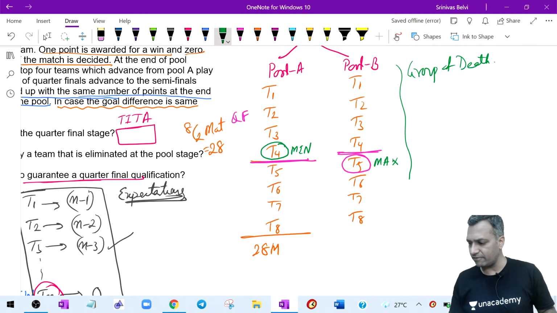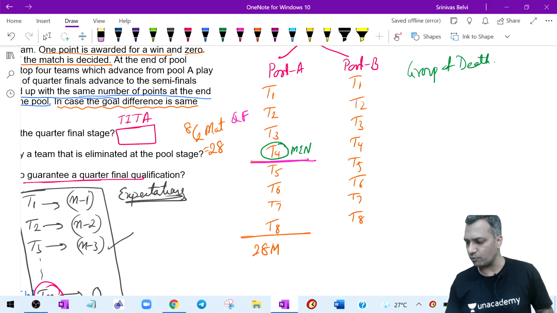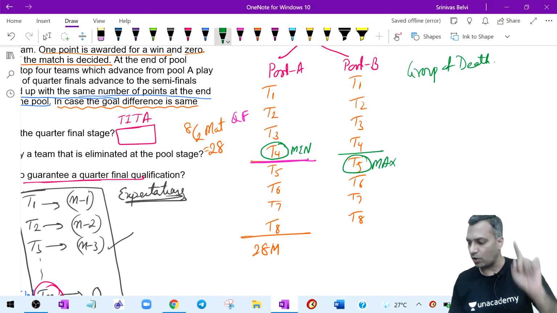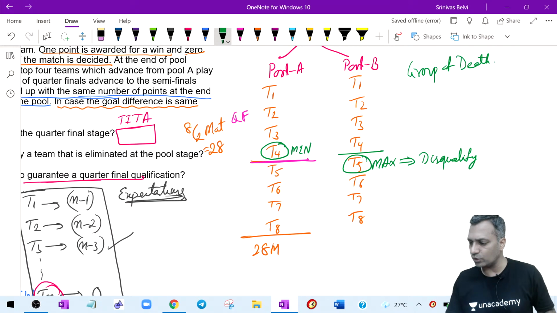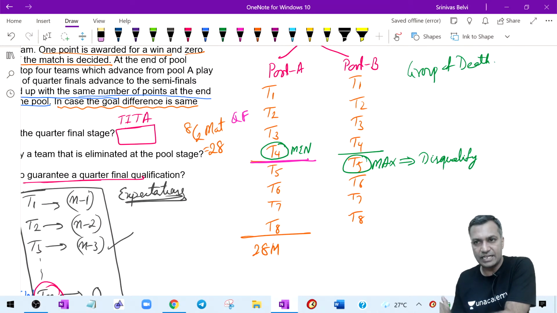Listen to me very carefully. Let me analyze this and put it in perspective. Once you understand how to calculate the maximum, they got the maximum but were still disqualified. Why is team number 5 always disqualified? Because only the top 4 teams qualify to the quarterfinal. So team 5 is disqualified anyway. What about this maximum?